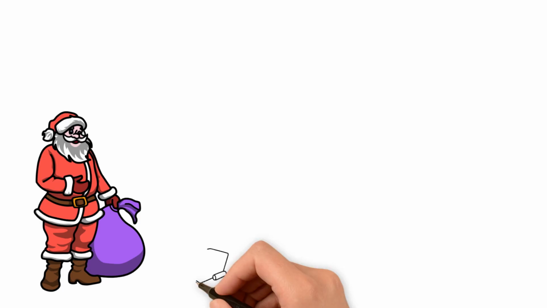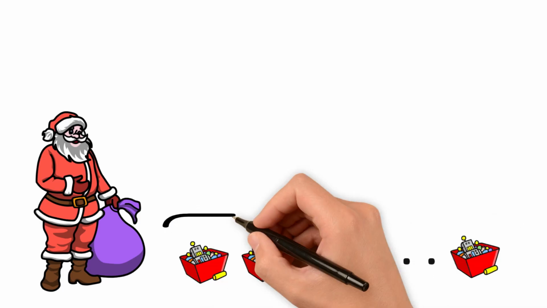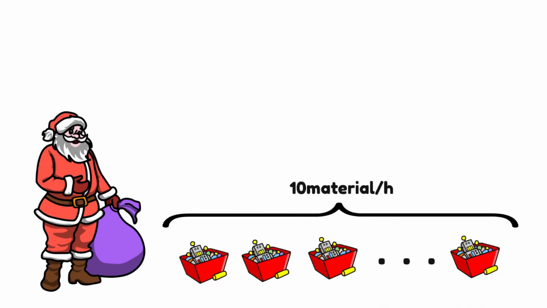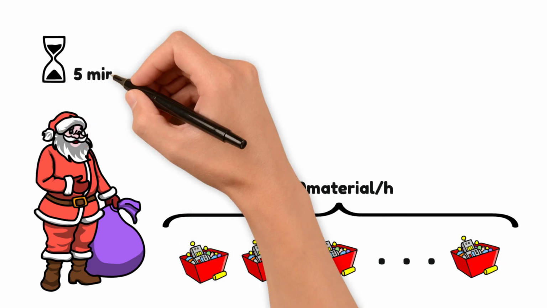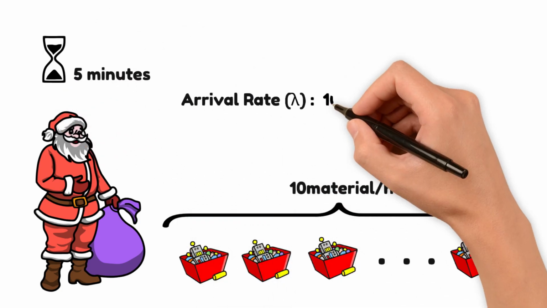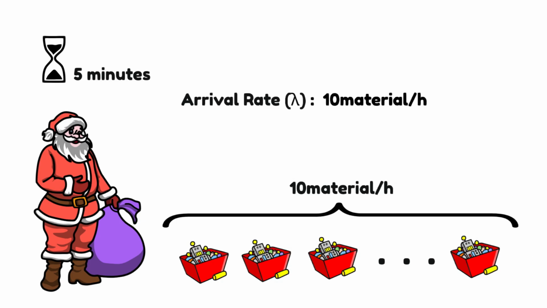Now back to the example. Let's put this into our example. If Santa receives, on average, 10 raw materials per hour, and each toy assembly takes about 5 minutes, then the arrival rate, lambda, is 10 materials per hour. And Santa can complete 12 toys per hour, so the service rate, which is mu, is 12.